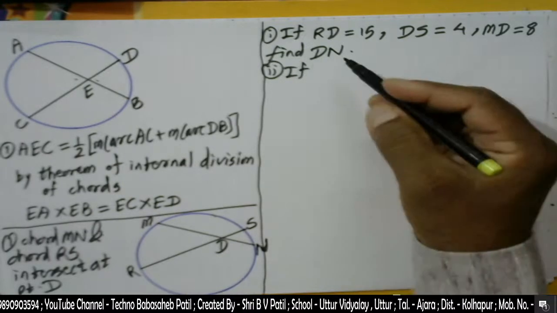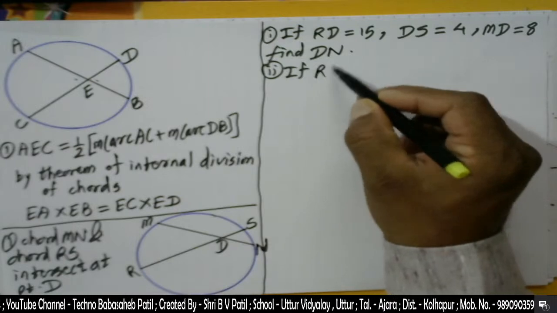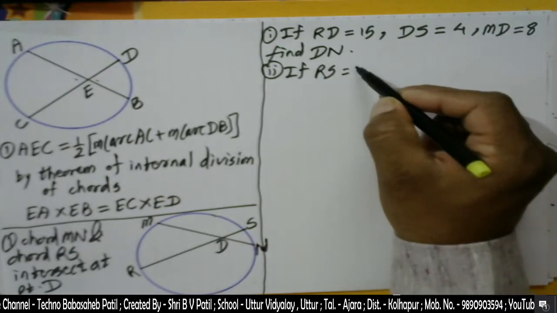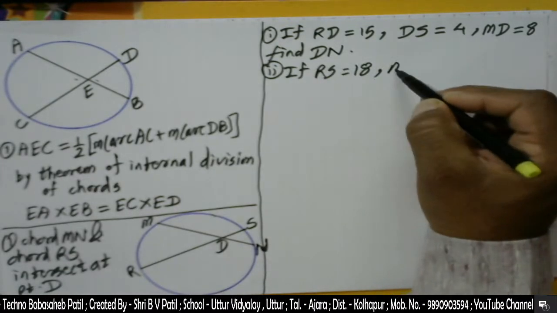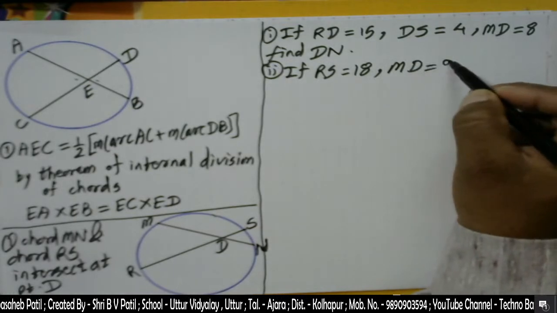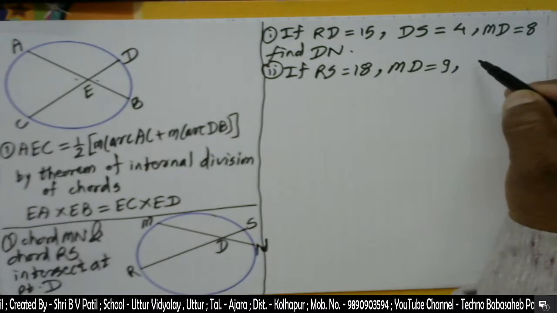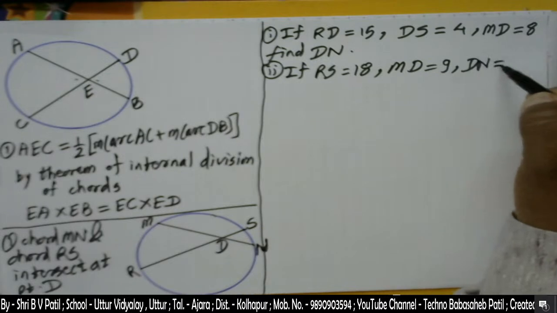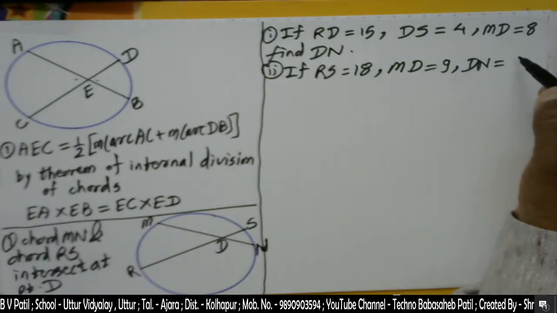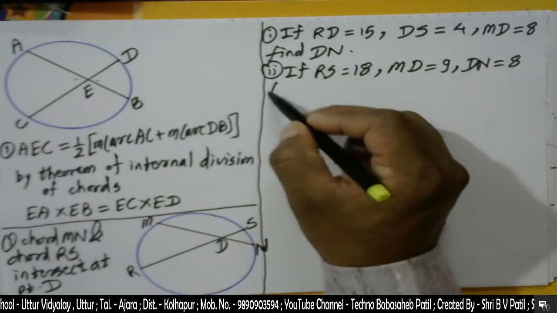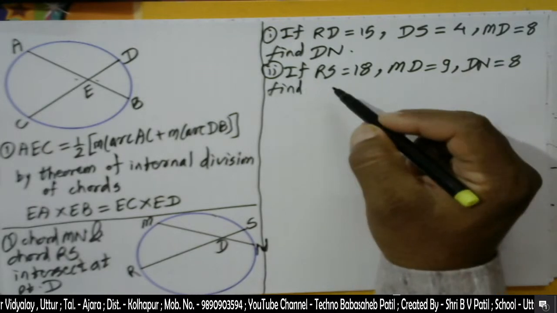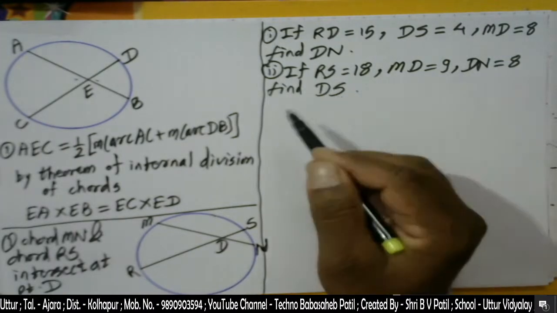And the second question: if RS is equal to 18, MD is equal to 9, DN is equal to 8, find DS.